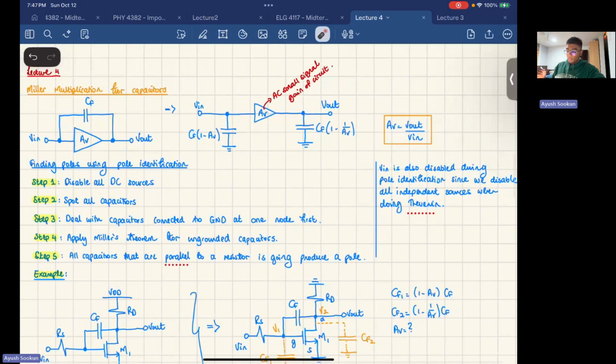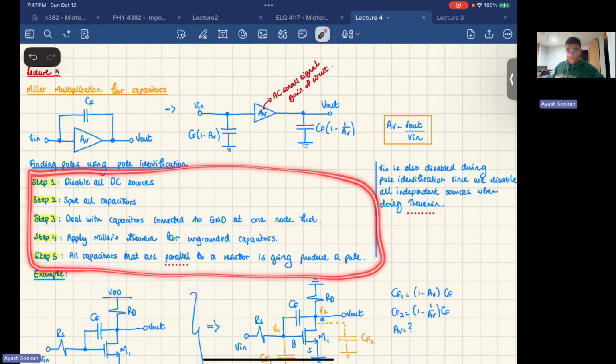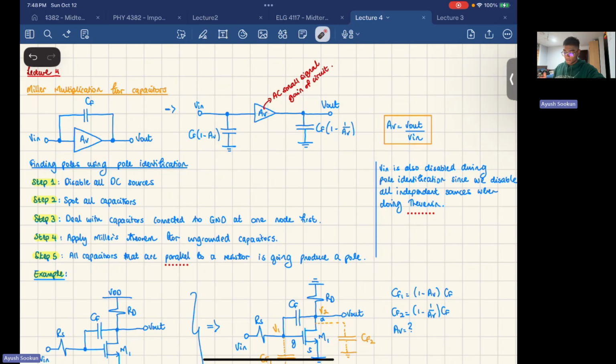So now, finding poles using pole identification. How do we do that? We have a couple of steps here that I wrote down, and these are very easy to follow. If you follow this step by step, you won't make many mistakes. First of all, it's important to understand how pole identification is used. Where does it come from? You're not going to see a derivation for that, but I will tell you right now that pole identification comes from a subcomponent of the Thevenin equivalent circuit. You have a capacitor, and something related to Thevenin leads to the pole identification technique and the capacitor separation.